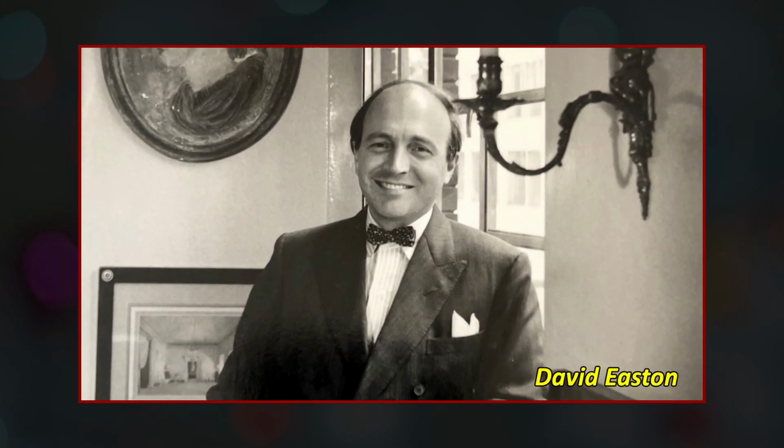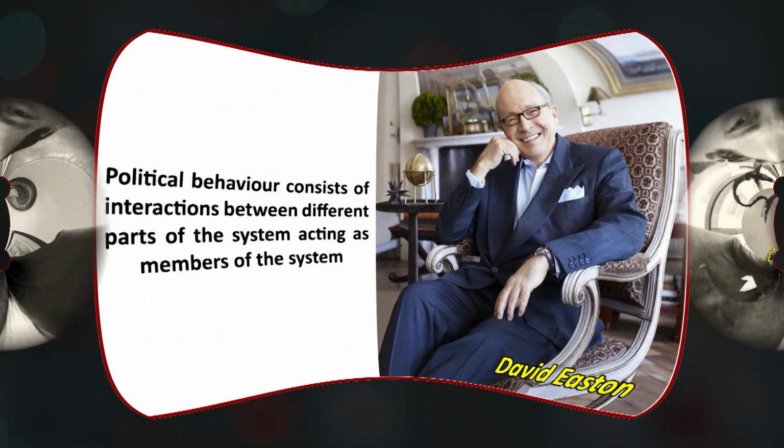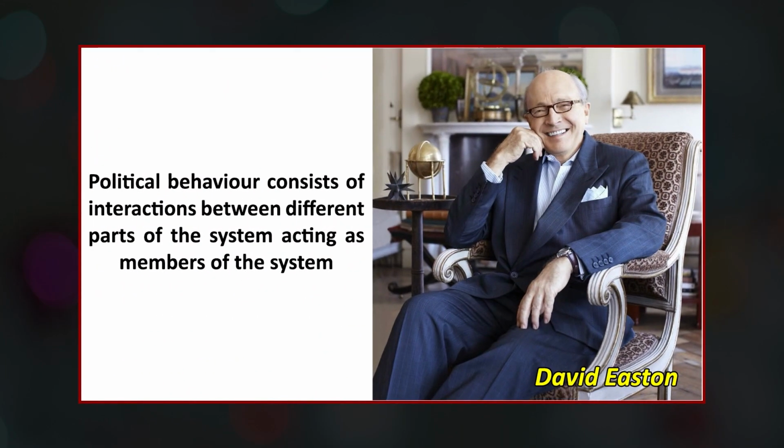The basic elements in Easton's conceptual structure are quite simple. He believes that political behavior consists of interactions between different parts of the system acting as members of the system.